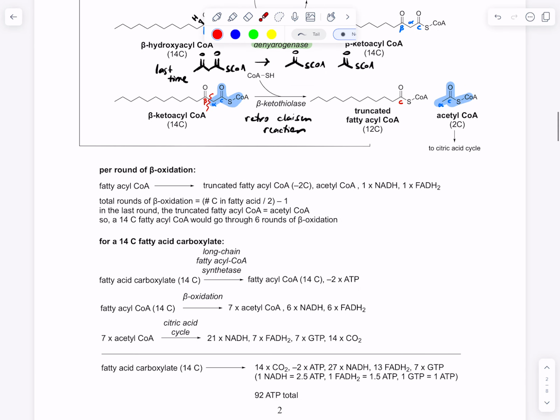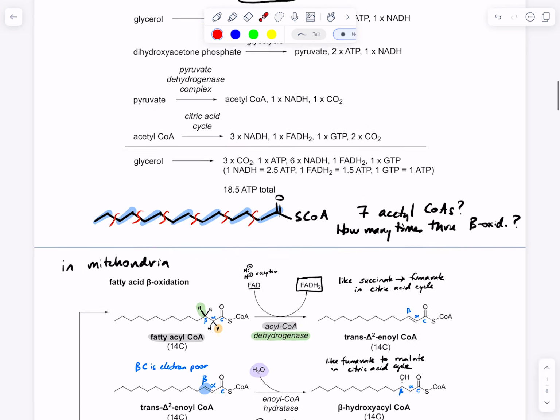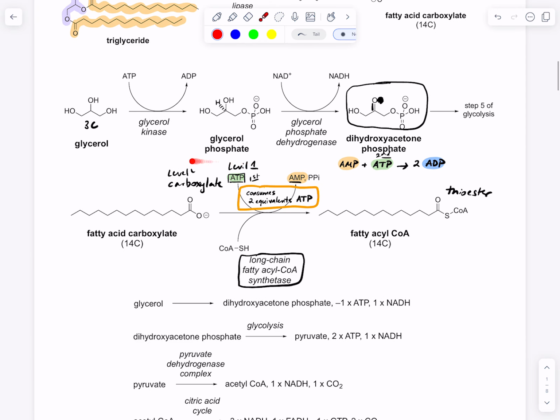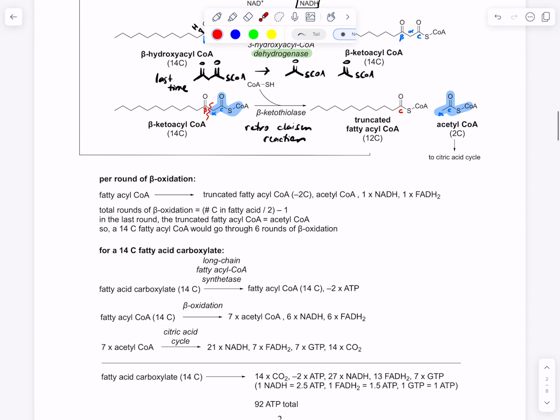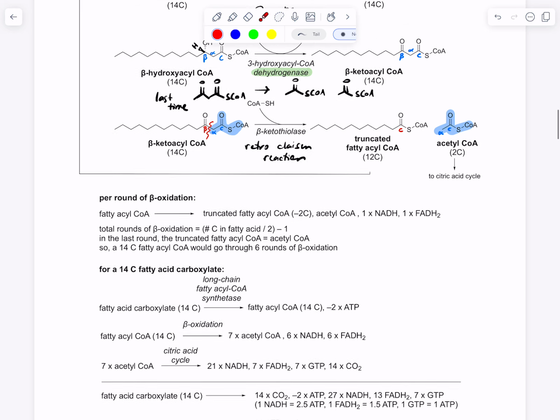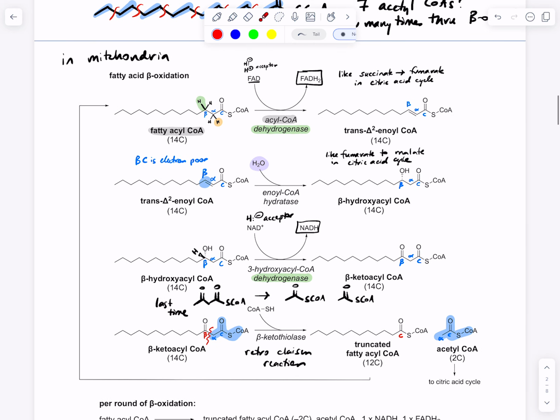So this fatty acid carboxylate to fatty acyl CoA, this first line, is represented by this reaction, which in retrospect I probably should have put on the next page. Man, maybe I'll revise it again. And then this line, what happens to the 14 carbon fatty acyl CoA is summarized here, but you've got to go around 6 times for it to happen.